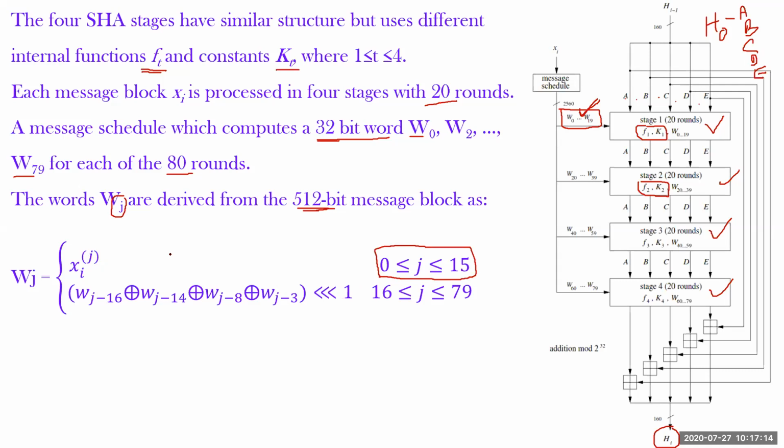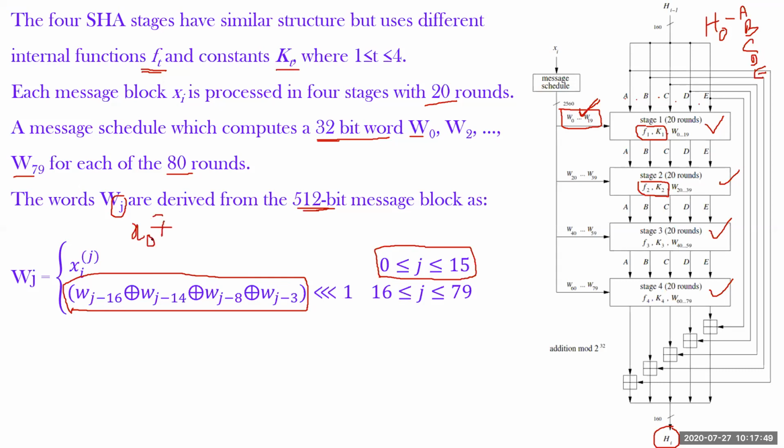Whereas if you are supposed to take 16 to 79, the stage value will be 16 to 79. The word value, which is 16 to 79, you have to operate this particular exclusive OR operation. So something like this: W of j, for example, let me consider j equal to 16. For example, 16 minus 16 will be the first block, the first 32 bits. That is x of 0 will be taken.